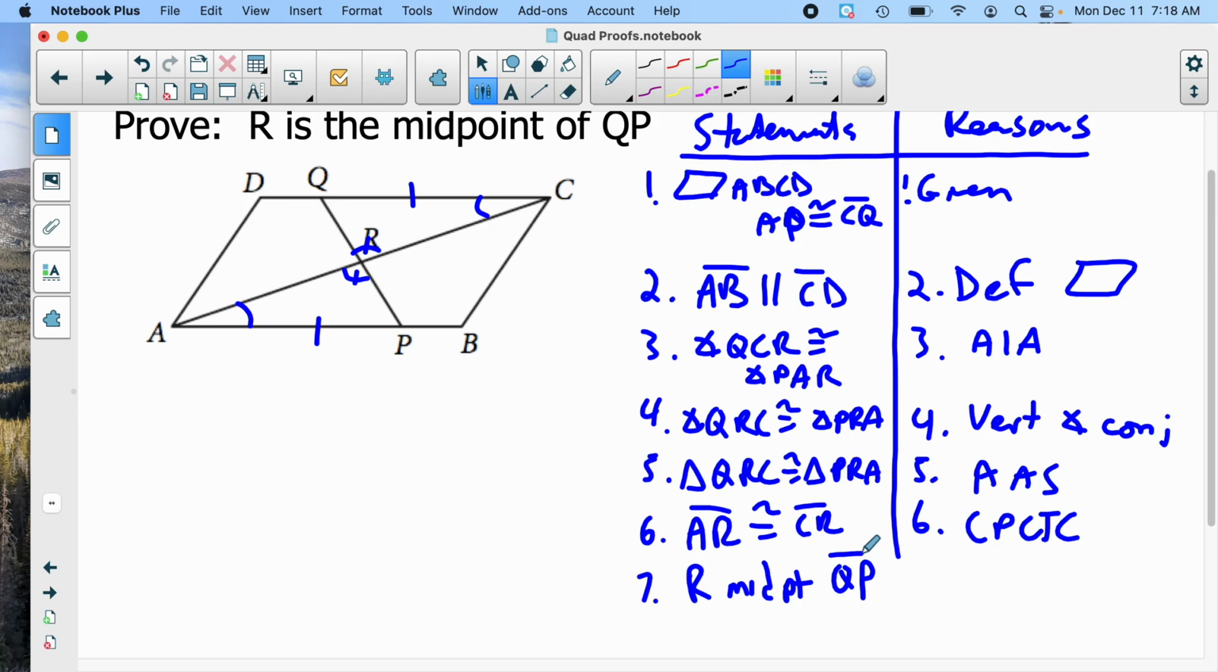I proved the wrong segments congruent. How about that? Let's take that out. And instead, let's say that QR is congruent to PR by CPCTC. That makes a little more sense. So what's the new thing? The new thing is that I use the property of a parallelogram to get me something about the quadrilateral.